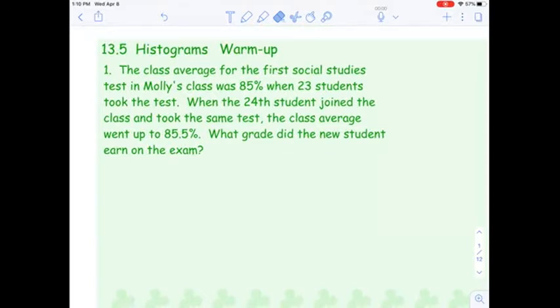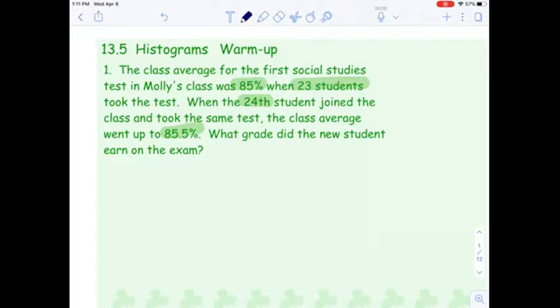It says the class average for the first social studies test in Molly's class was 85%. That was when 23 students took the test. So we know that the average, or the mean, was 85% when 23 students took the test. Then a 24th student took the test and the mean bumped up to 85.5%. We need to find what grade the new student earned on the exam.